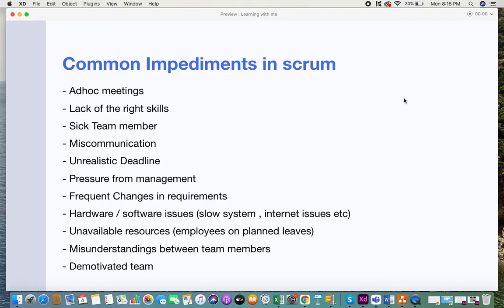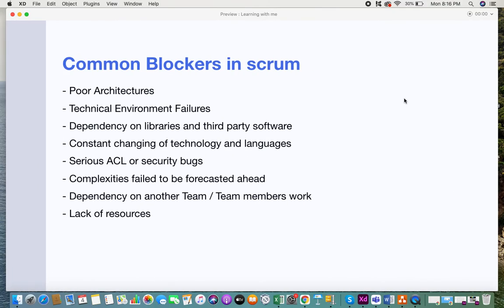So let us look at the common blockers. The first one is poor architecture. When your project or product architecture is very poor, not scalable, not flexible, it generally causes the entire project or the product's architecture to need a rework. Because of this, you would never be able to ultimately deploy your product.